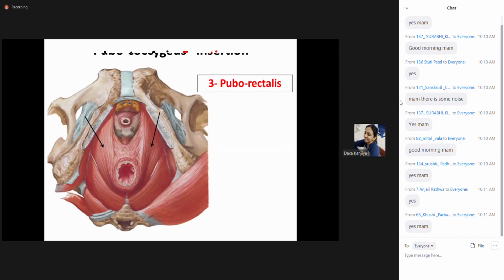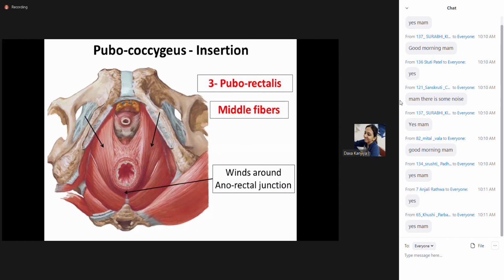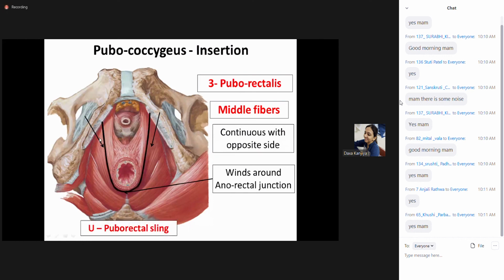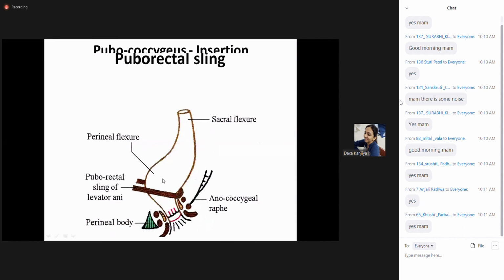The second portion of the pubococcygeus which supports the uterus is the puborectalis part, which is formed by the middle fibers. From its origin, the fibers run downward, backward, and medially behind the anorectal junction. So this is the anal canal. The fibers pass behind it and become continuous with the opposite side to form the U-shaped puborectal sling. This U-shaped puborectal sling maintains the flexion between the rectum and anal canal.